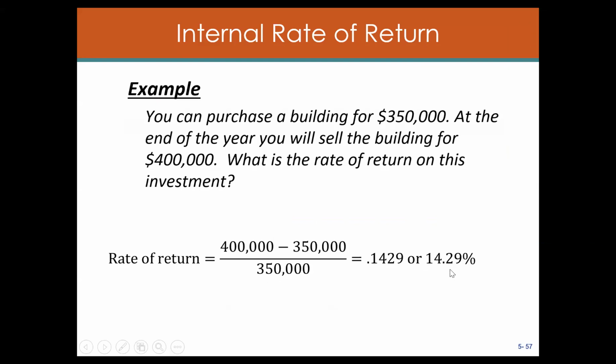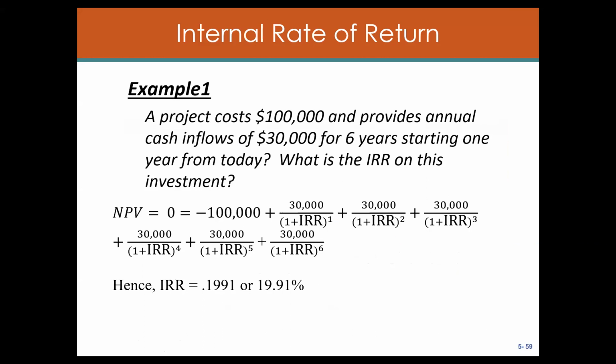The rate of return that will give you 0 net present value is the internal rate of return. To get it, you use the IRR function, as I showed you here. Let's say a project costs $100,000 and provides annual cash flow of $30,000 for 6 years, starting 1 year from today. What is the IRR of this investment? You discount the 30,000 for 6 years at the IRR, and your initial investment is $100,000. The IRR will be 19.91%. This is the rate of return that will give you 0 net present value.